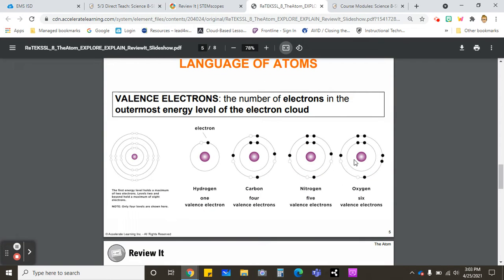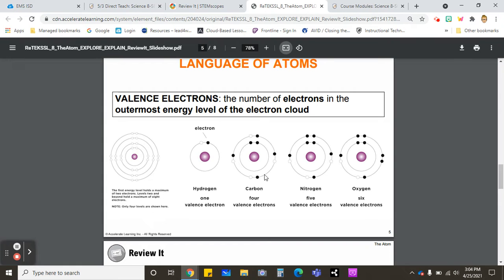Another term is this word valence electrons. Valence electrons is the number of electrons in the outermost energy level. In other words, the biggest circle of the atom model. So in this case, hydrogen would have one valence electron.